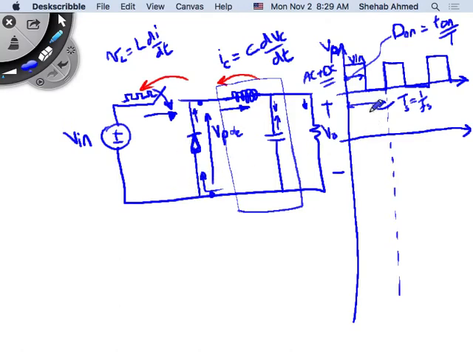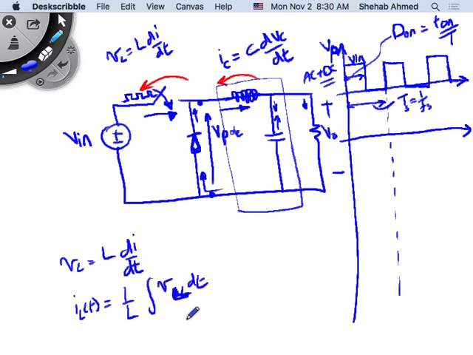So now let's see the rest of the waveforms. Okay, so now this is input voltage. How do I draw the inductor current? I have the equation up here for inductor voltage, right? So VL is equal to L di by dt. So inductor current IL of t is equal to 1 over L integral of VL dt. So it's the integration of voltage across the inductor, basically. So what is the voltage across the inductor?